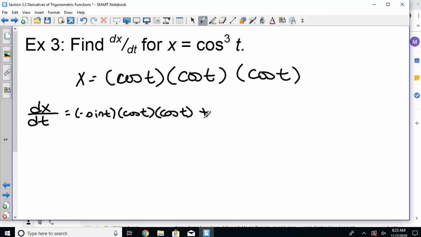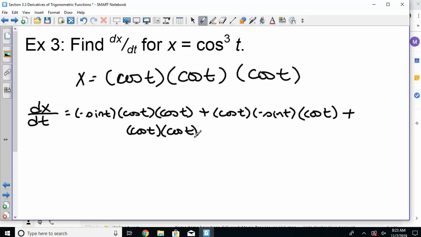Plus. Now we're going to do the second one. So the first one stays the same. The derivative of the middle one is a negative sine. And the last one stays the same. Plus. Now the first 2 remain the same. The derivative of the last one is a negative sine.